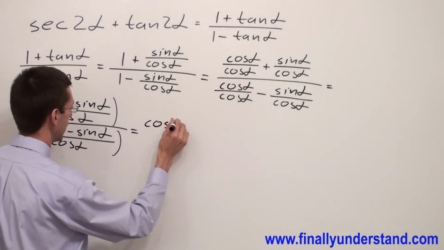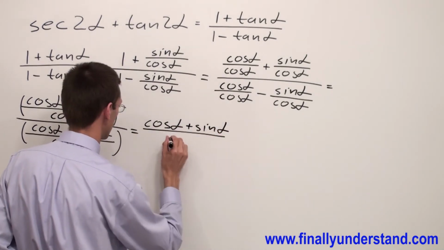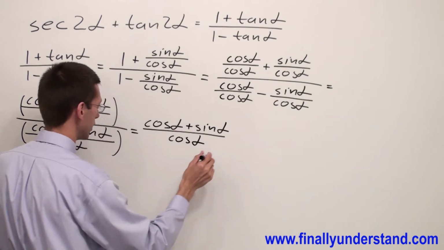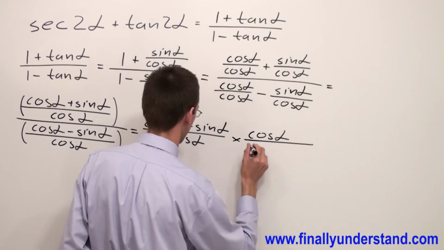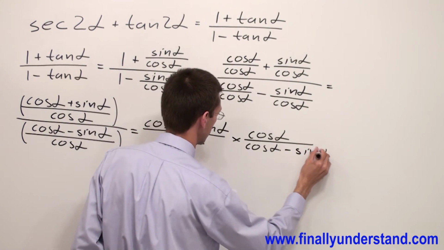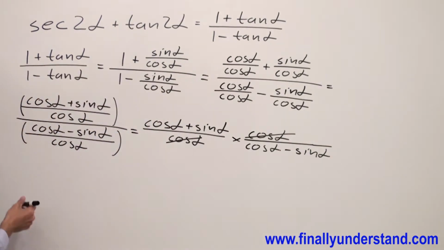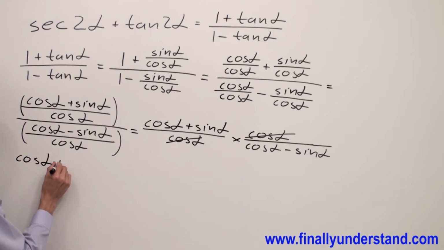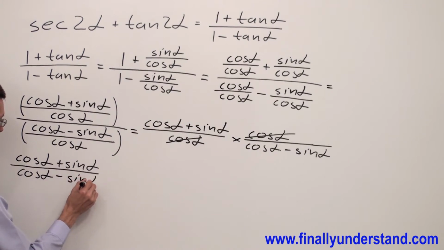We have cosine alpha plus sine alpha over cosine alpha times cosine alpha over cosine alpha minus sine alpha. Cosine and cosine will cancel out. Copy down whatever is left. We have cosine alpha plus sine alpha over cosine alpha minus sine alpha.